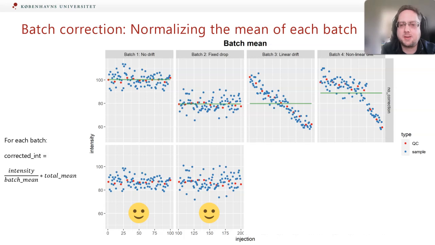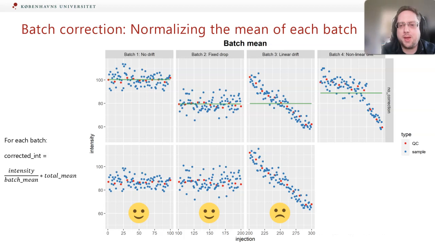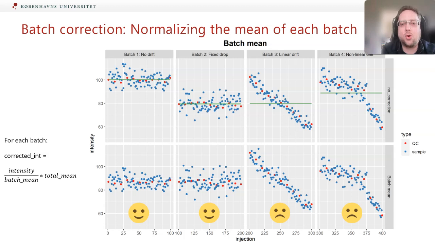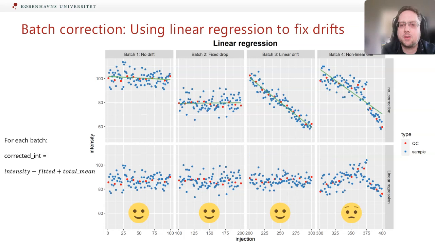For the first two batches, we could normalize the mean of the batches using the QCs. So we divide each batch with the mean of its own QCs. We then multiply with the global mean to get similar intensities as before. That would work well when you only have inter-batch drift. But it doesn't solve our issue when we have intra-batch drift, not when it is linear, nor when the drop is non-linear. So what can we then do?